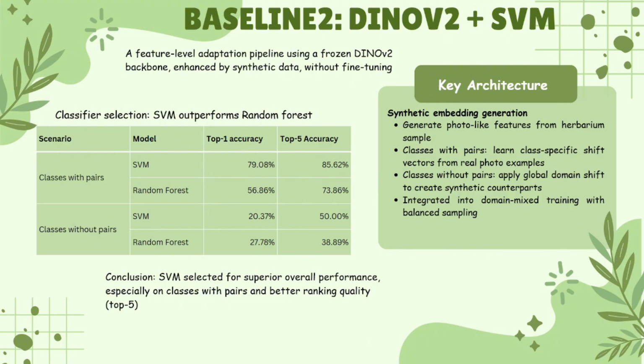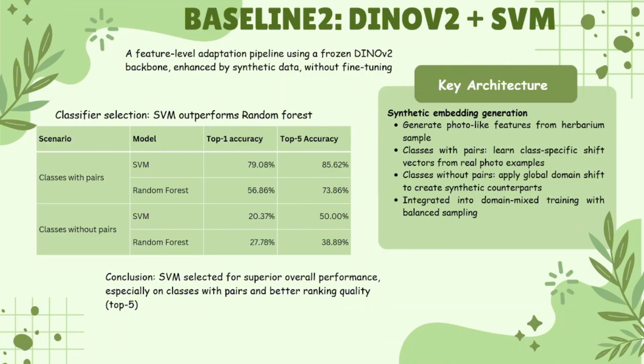For classes with pairs, we learn a class-specific shift vector from real photo examples. For classes without pairs, we apply a global domain shift to create a synthetic counterpart. These are then integrated into domain-mix training with balanced sampling.